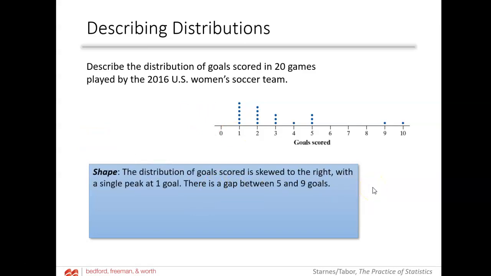All right, so the shape is skewed to the right. Okay, so you see that skew. And there is a single peak at 1 goal. And there is a gap, a pretty decent gap here between 5 and 9 goals.